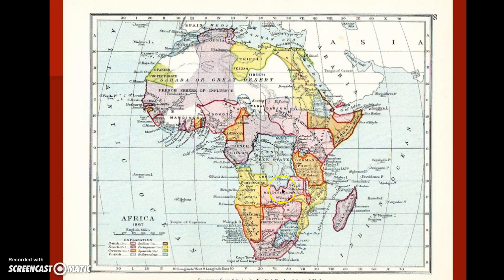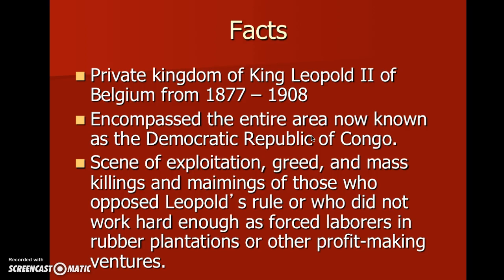The Congo Free State is in Central Africa today. It is the Democratic Republic of Congo. This is what it looks like on the map in 1880. So facts. Private Kingdom of Leopold is established in 1877. He's from Belgium. What does that make him? Belgish? I can't remember. From 1870 to 1908, he controls the private Kingdom of Congo.